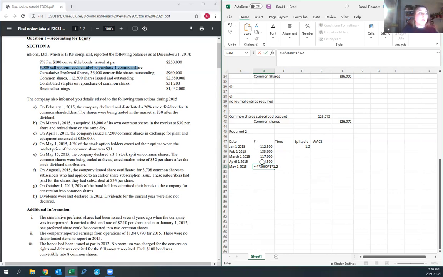I'm doing that because the 3,000 call options were already outstanding before the stock dividend occurred. So basically, on December 31st, you already had the call options. So now they're not gaining 1 common share when they exercise their rights. They're going to gain 1.2 common shares because the value of the common shares changed.